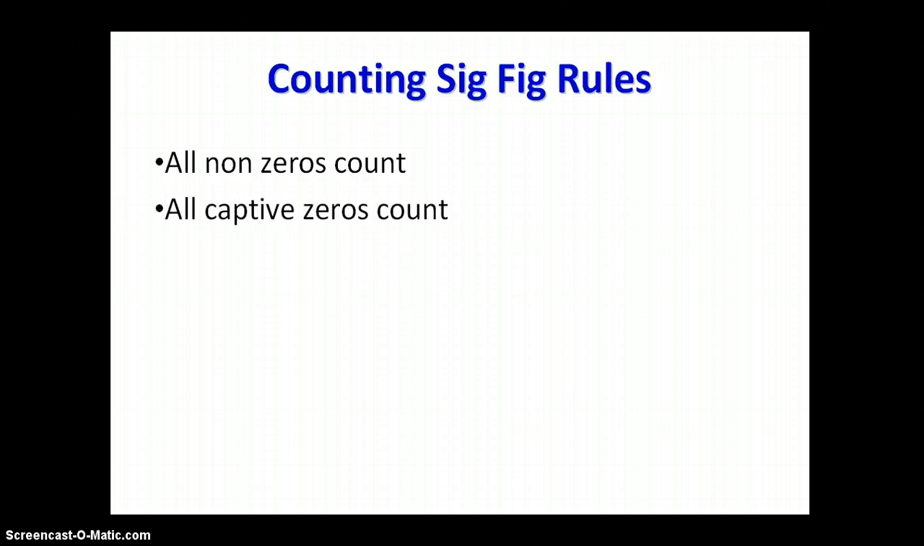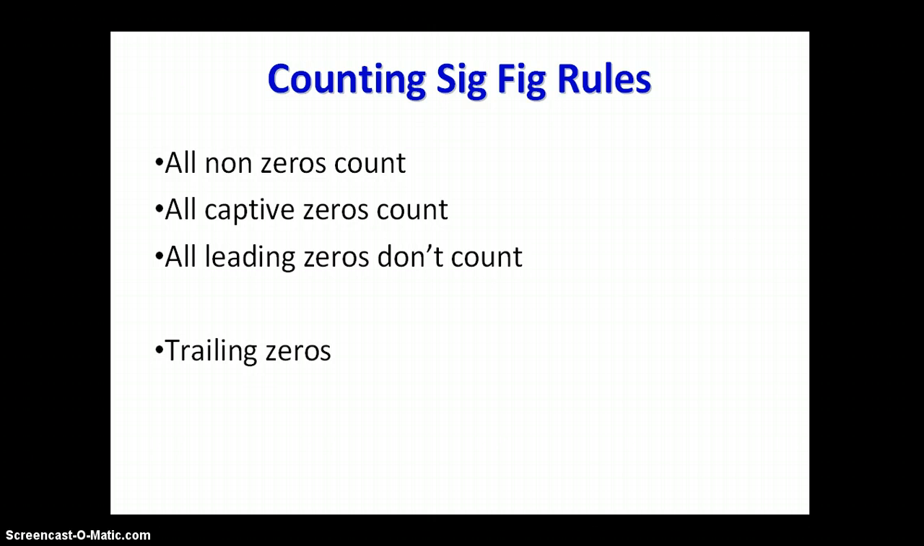All captive zeros are going to count. A captive zero is simply a zero that's going to be sandwiched between two non-zero numbers. Leading zeros do not count. A leading zero, you're more familiar with them. If you're not quite sure, it's when you see all those zeros in front of a number that's smaller than 1. Okay, we'll show you some examples of that.